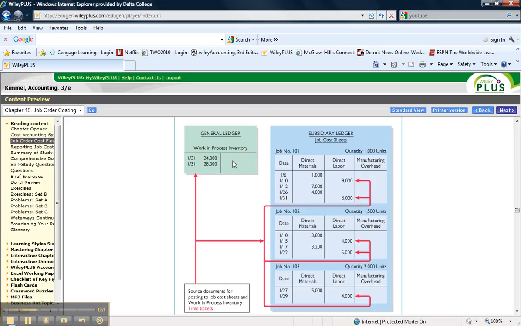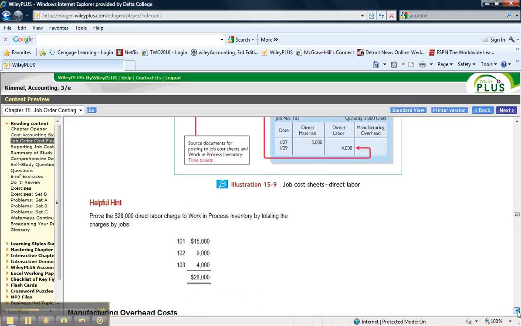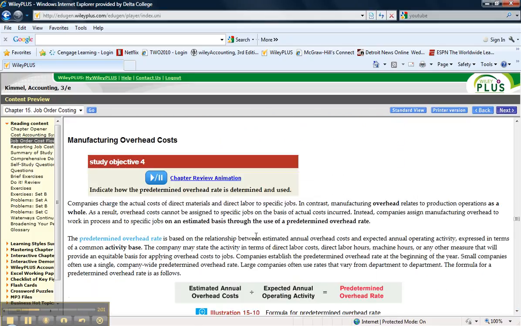When jobs are finished, we'll move costs out of WIP, and the cost sheets of the finished jobs will go away, or they'll become inactive. All right, we'll talk about assigning manufacturing overhead in the next video.